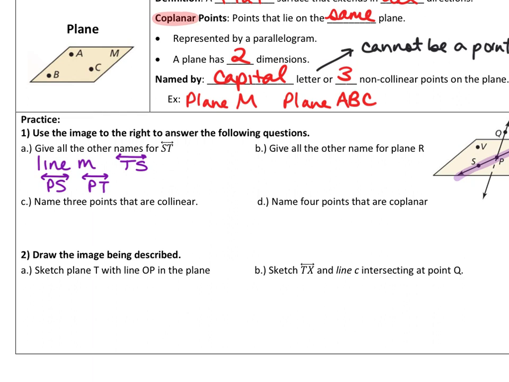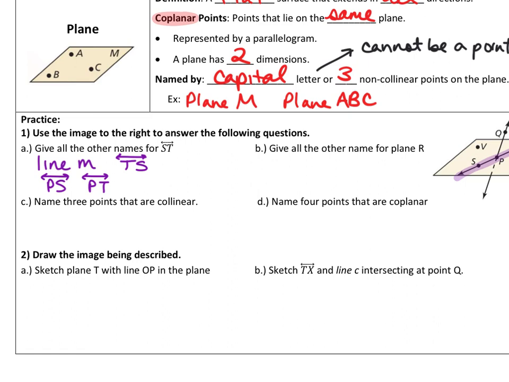Okay, there are a whole bunch of other ways we could name this because we could say line TS, line PS, line PT, switch all those things around. There's a lot of names for lines. As long as it has points on it and you're using those points, then you're good.